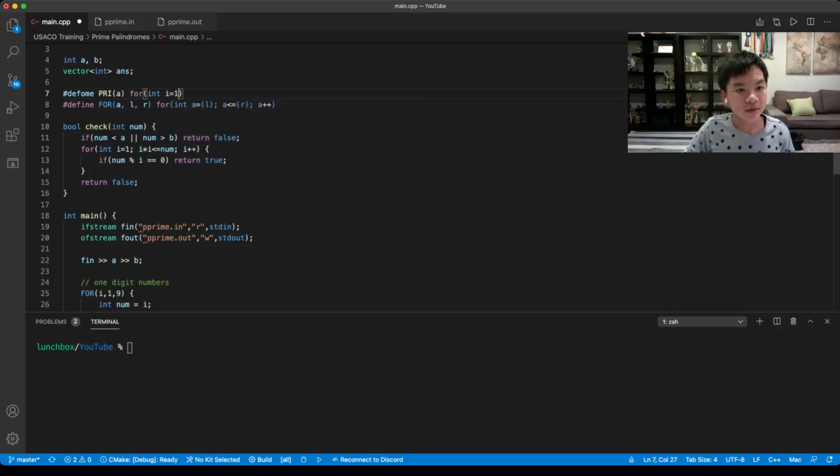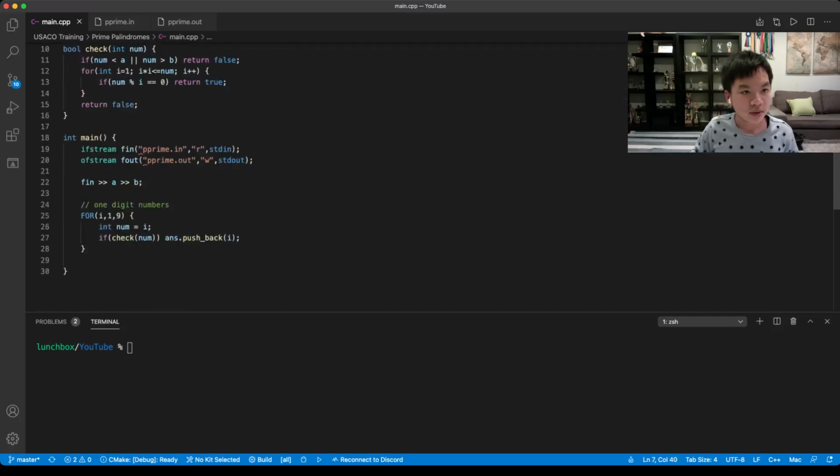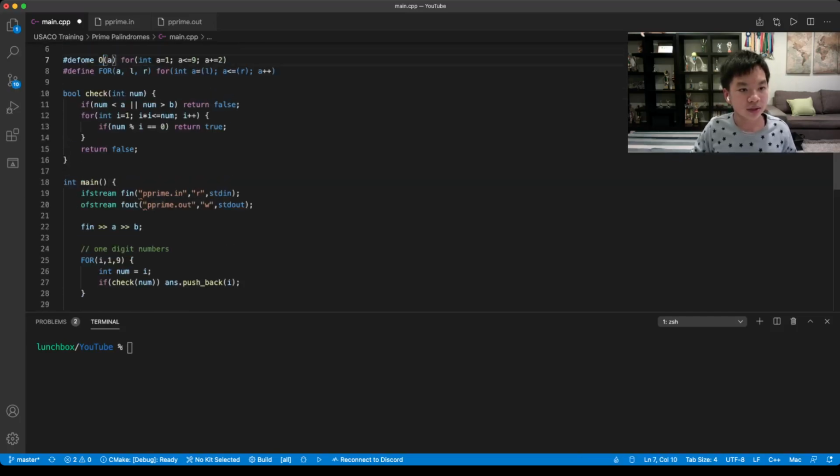So it will be A equals 1. A has to be less than or equal to 9, and then you would just increment this by 2. Or let's actually call this odd. So now over here we can just do odd of i. So we basically only generate the odd integers of i. Let's see. Okay, let's define.